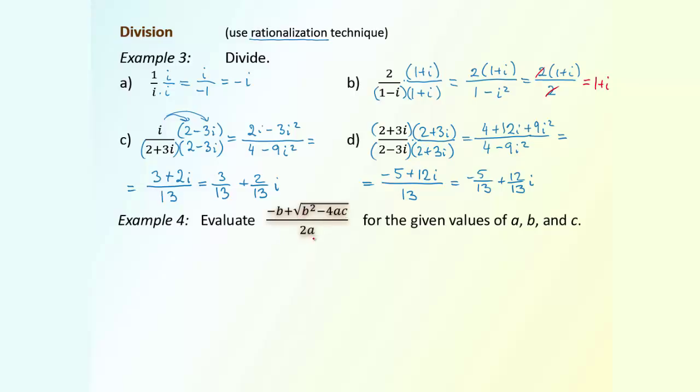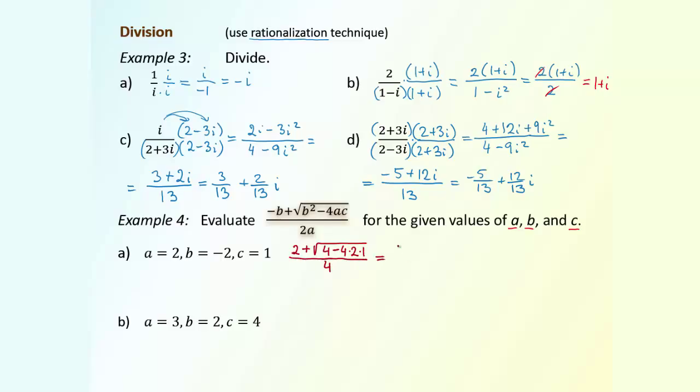In the last example, we are going to evaluate the quadratic formula, -b plus square root of b squared minus 4ac over 2a, given that we have a, b, and c. If those are the values of a, b, and c, my quadratic formula will become -b, which is 2, plus square root of b squared, which is 4, minus 4 times a is 2 and c is 1, over 2a, which is 4. Now we can simplify this. That will be 2 plus square root of 4 minus 8 is -4, over 4.